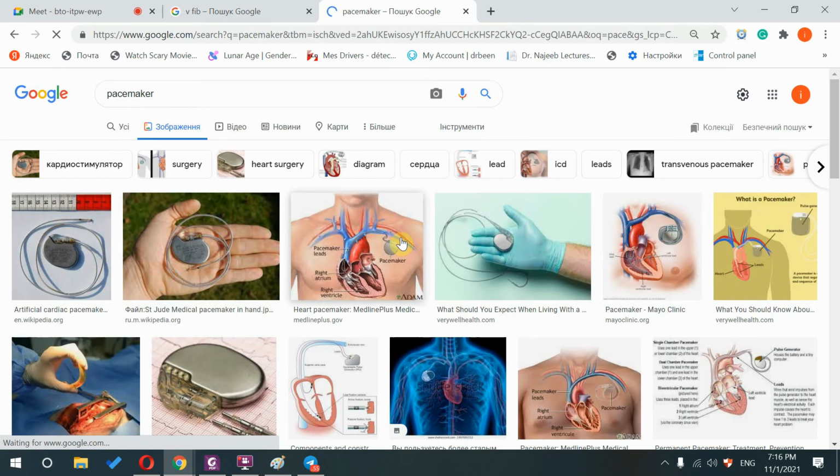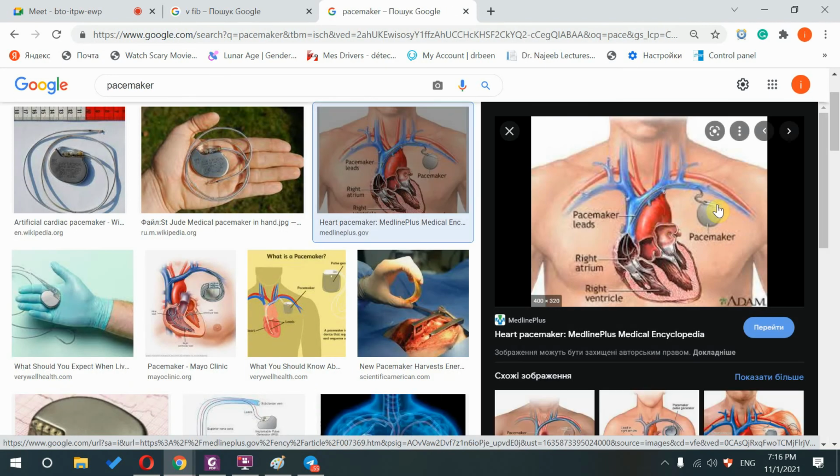So it keeps working. It looks kind of the same, but as you can see, there is one lead in the atria, one in the ventricle, sometimes two in the ventricles. And the idea is that it's constantly working all the time. Why? To make the rhythm always correct, okay?